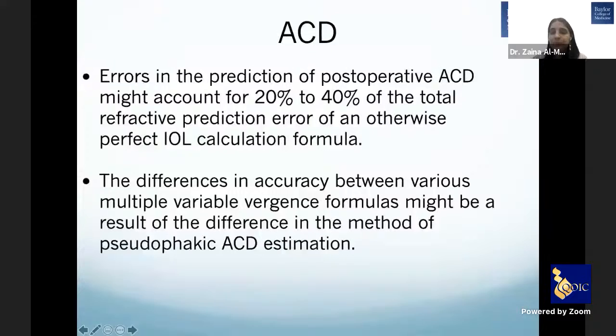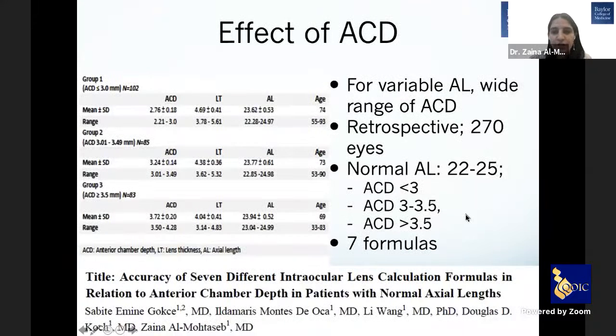So basically, in addition to just looking at axial length and just thinking about short versus long eye, it's important that sometimes in normal eyes, you have variability in the anterior chamber depth. And that's why sometimes you might get some post-op surprises. And so we looked at 270 eyes with normal axial lengths between 22 to 25, and then divided them into 3 groups: less than 3 millimeters anterior chamber depth, normal between 3 and 3.5, and greater than 3.5, and then compared the 7 formulas here.